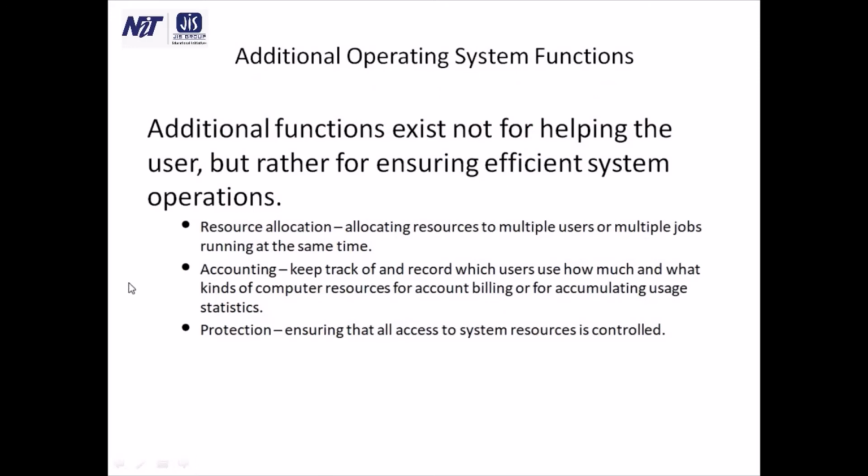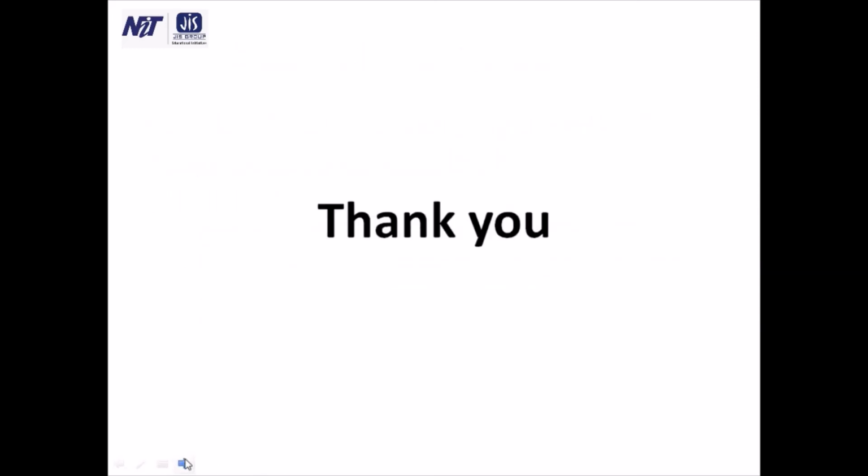The additional operating system functions exist not for helping the user but rather to ensure efficient system operations. The operating system's main job is resource allocation. It allocates resources to multiple users or multiple jobs running at the same time. It keeps a record of which user uses how much and what kind of computer resources, for account billing and for accumulating user statistics. Protection ensures that all access to system resources is controlled.